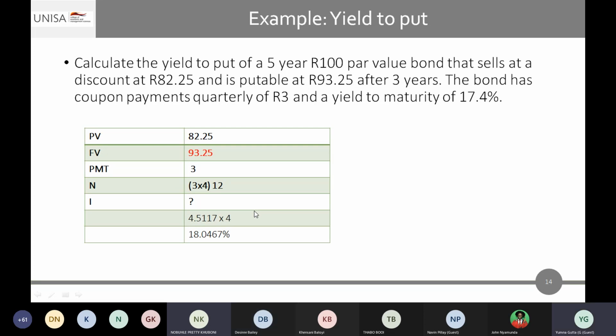Because remember, with our payment, we always divide to get our payment per period, right? You see, we times our period is 12 periods over the 3 years, right? Because we get paid 12 times. And how much are we getting paid 12 times? 3 rand 12 times.